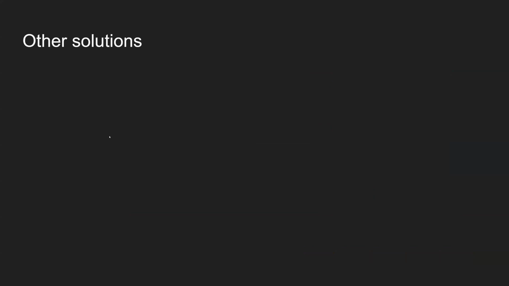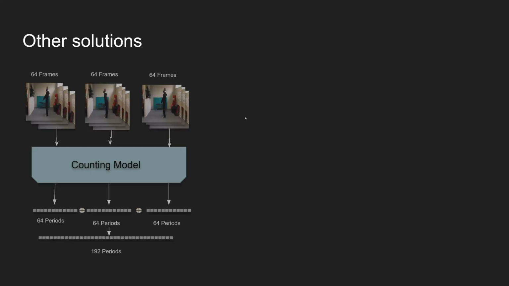Okay, so I'm going to talk about how other models have solved this issue of repetitive action counting being very temporally fine-grained, where you can't lazily sample the frames. One way a lot of these previous systems have done it is to use non-overlapping windows of 64 frames, for example. So if the video is 192 frames long, they'll feed in 64 frames, get the periods, then feed in another 64 frames, get the periods, then another 64 frames, get the periods, and concatenate these all together to understand the periodicity of the video.